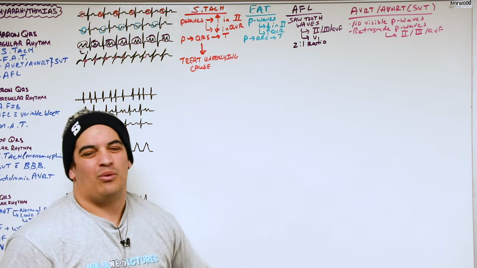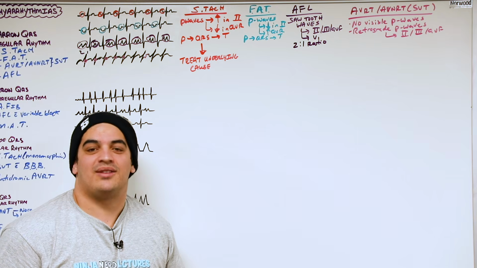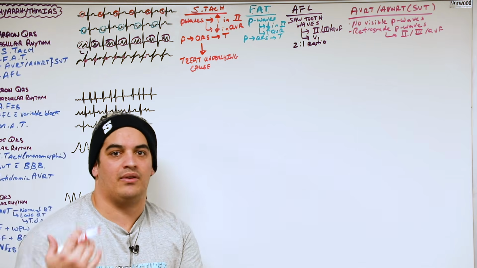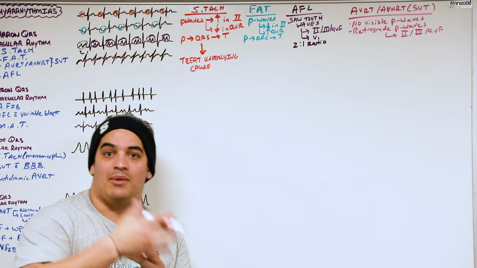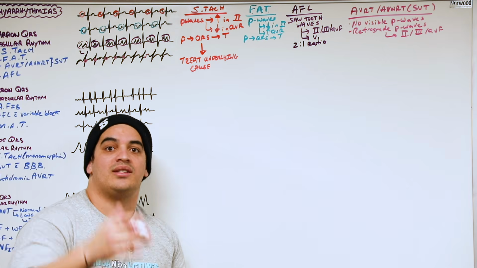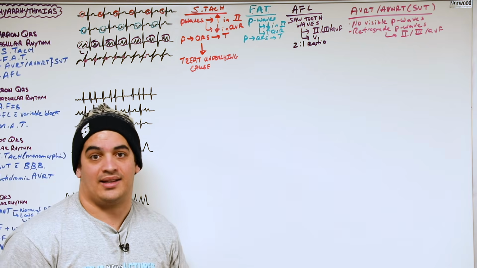Whereas these other ones won't really improve that much with fluids. So that's the first thing I like to do, is give fluids and then try to figure out the other cause. Maybe they have a fever, give them Tylenol. Maybe they have hypoxia, give them oxygen. Maybe they have a PE, I gotta give them heparin or TPA. Figure the underlying cause, treat that. It usually obliterates the sinus tach.